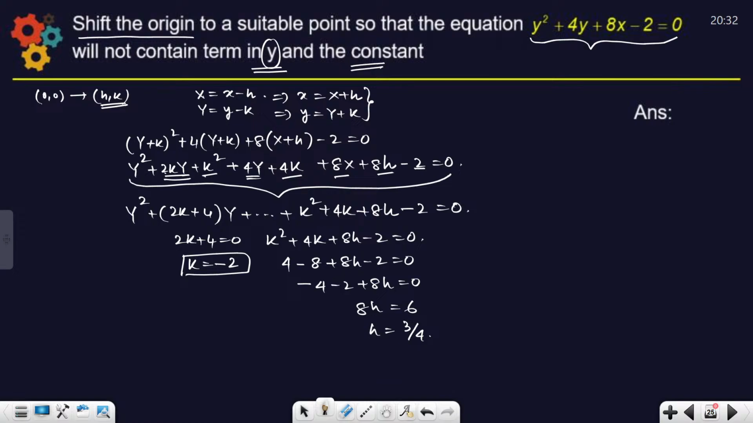Is it clear? Therefore, the origin has been shifted to the point (3/4, minus 2). That's it. Is this clear? Let me reveal the answer. Yes. I hope you have understood this.